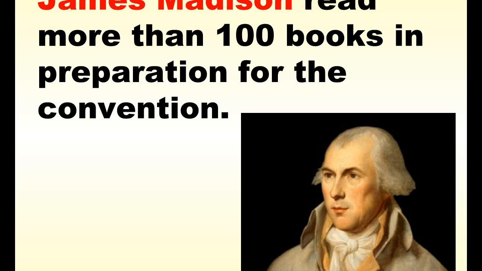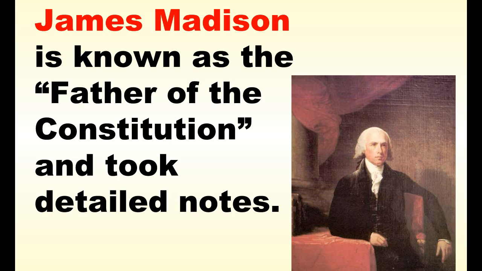He is one of the people that really does a lot of prep work before the convention. He reads more than 100 books in preparation for the convention on all different kinds of philosophies of government and different theories of government. He does this in his house at Montpelier in Virginia, and he is the one that, as the convention starts, is kind of, you could almost say, like the organizer. Has a lot of different theories and ideas on possibly what they could do.